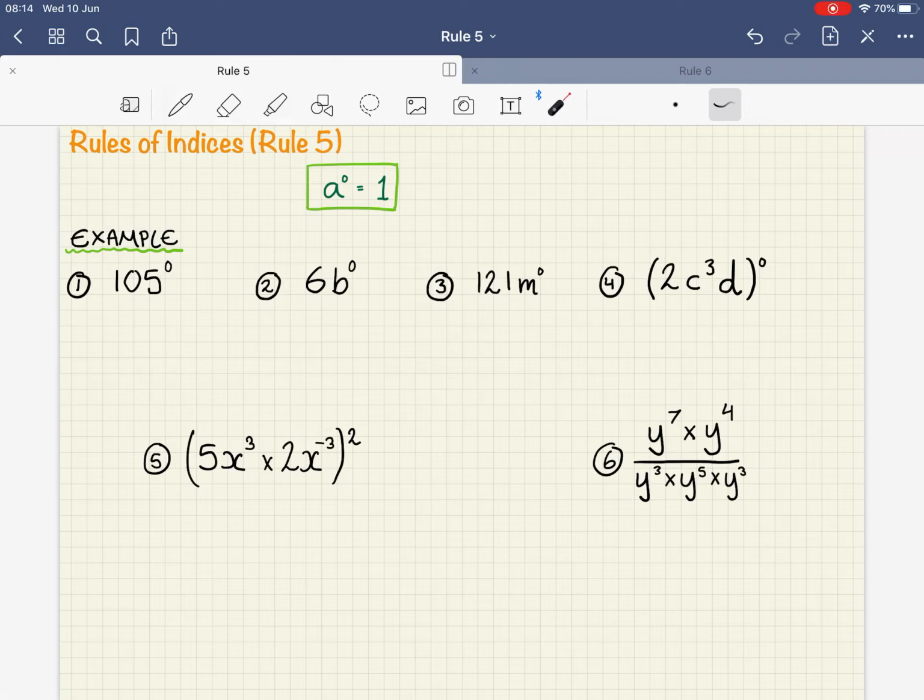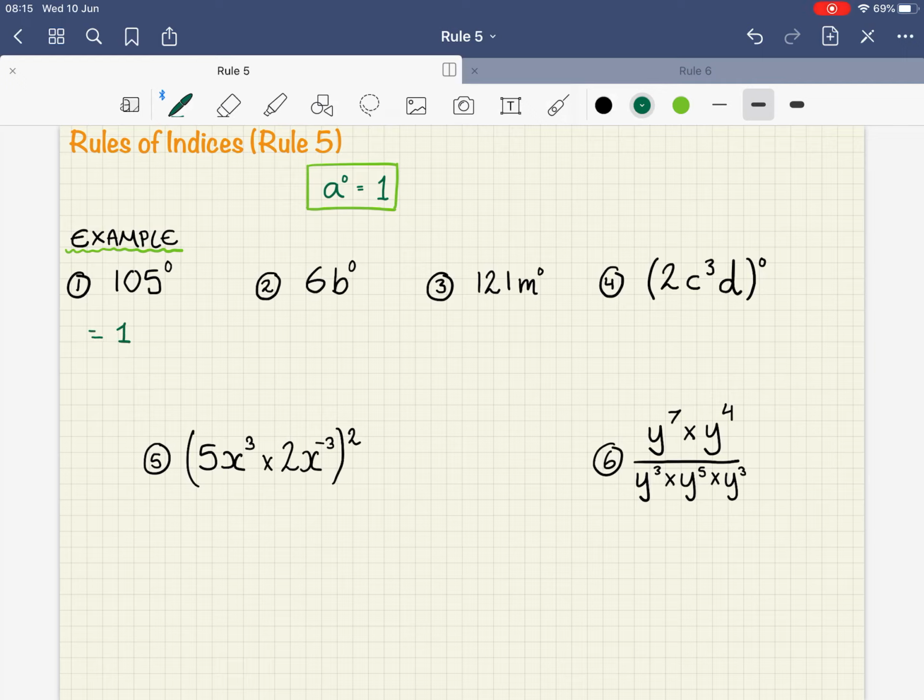Okay, so we're now on to rule 5, and essentially, whenever you have anything to the power of 0, it always makes 1. And it doesn't matter what the number is or how big it is or what letter it is, it's always going to be 1. So here I've got 105 to the power of 0, so that is just 1.